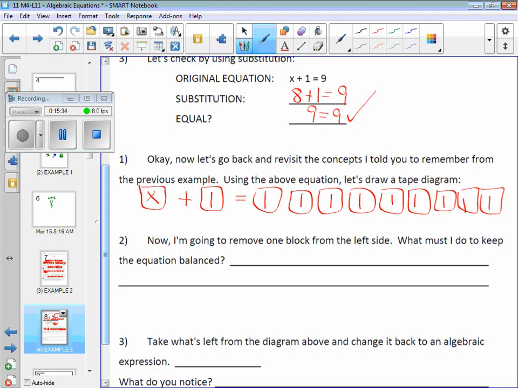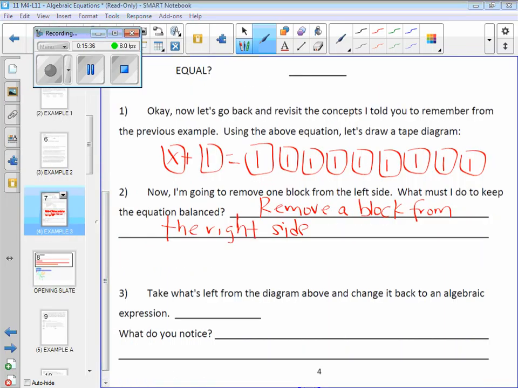All right, picking up where we left off, period 1. We got as far as realizing that if we take this expression x plus 1, and we remove that block from the left side, what do you have to do to the right side in order to balance it out again? Okay, you have to remove a block from the right, as we did when we did our 4 equals 4 and I made one side heavier than the other. We realized that if we take away a block from the left, we take a block away from the right to get balanced again.